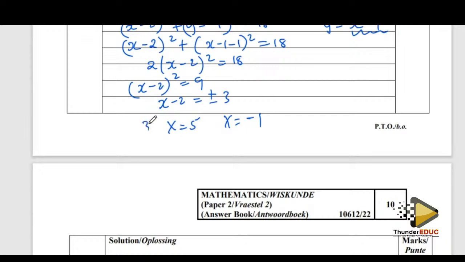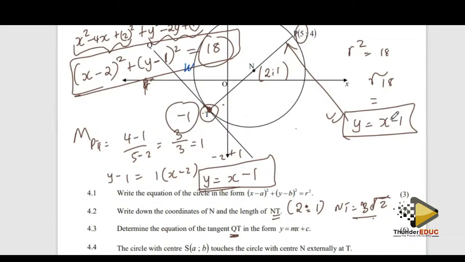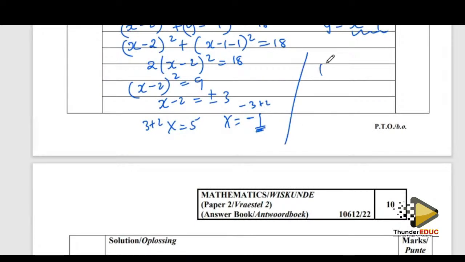Because this is going to be negative 3 plus 2, which is negative 1. So we have the x coordinates. I have the x coordinate of this T, calling it negative 1. Then let's get this negative 1 and substitute it into this equation of the line, which means y is negative 1 minus 1, which means y is negative 2. So T is (−1, −2).